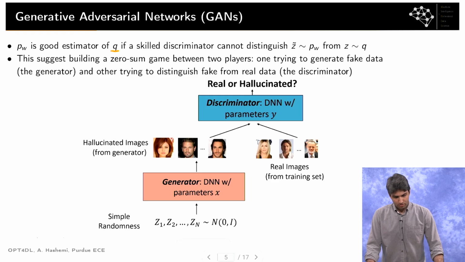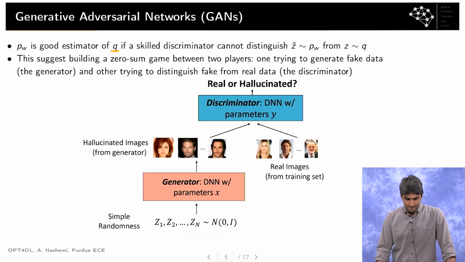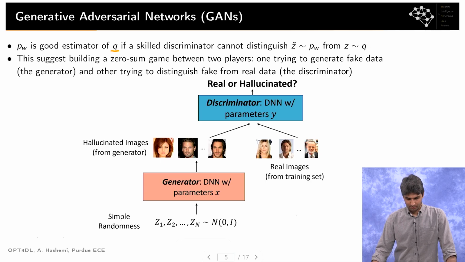Okay, so this is the main idea behind GANs. We have a zero-sum game between two players with competing goals. One tries to generate fake data. We call that the generator, and the other one tries to distinguish fake data from real data, and we call that the discriminator.